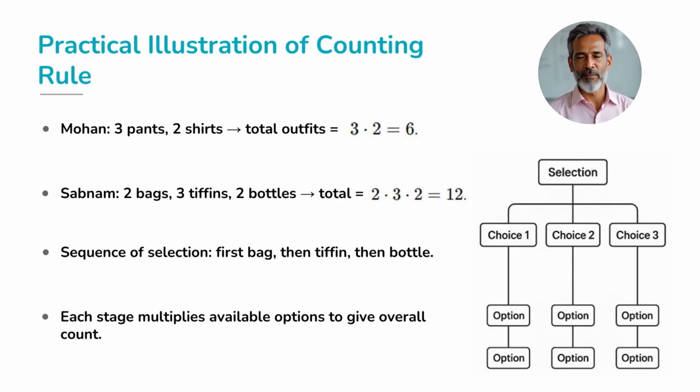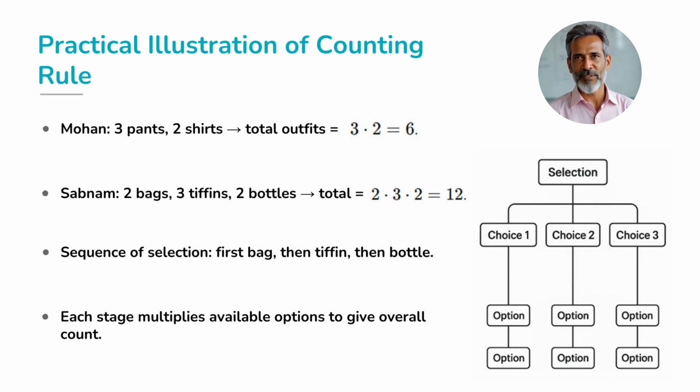First, take Mohan. He has 3 pants and 2 shirts. For each pant, he can pair it with 2 shirts. That makes 3 multiplied by 2, which equals 6 total outfits. Now let's consider Sabnam. She has 2 bags, 3 tiffin boxes, and 2 water bottles. Step by step, first, she chooses a bag in 2 ways. For each bag, she can select a tiffin in 3 ways. That gives 2 times 3 equals 6. And for each of those 6, she can pick one of 2 bottles. Multiply again, 6 times 2 equals 12.